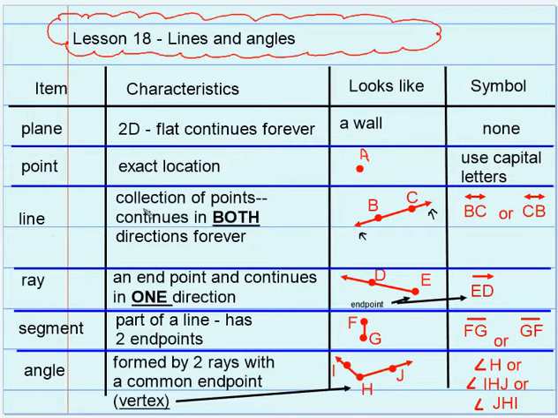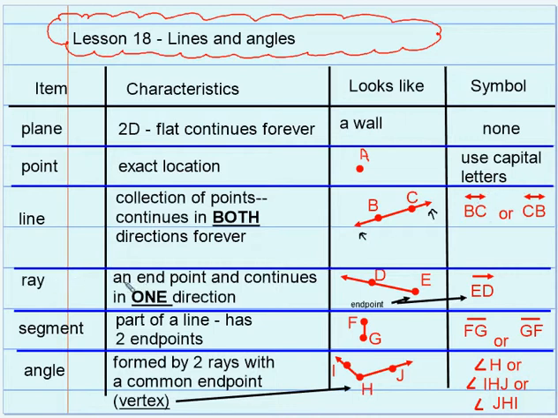A line is a collection of points. It continues in both directions forever. Okay, so this is what it looks like, and notice we have arrows on the ends. That tells you that it continues in both directions. That's a line. And the symbol that we're going to use is capital letters still, and we can name it BC, or we can go CB. We can go in either direction, B to C or C to B. It's still the same line, but notice that we have this line-looking symbol above those letters. That tells you by looking at it that you are dealing with a line.